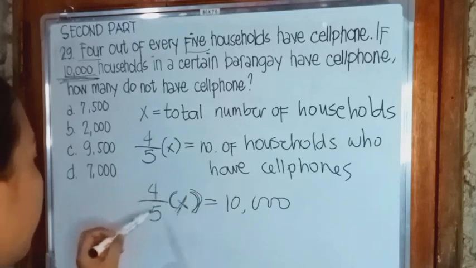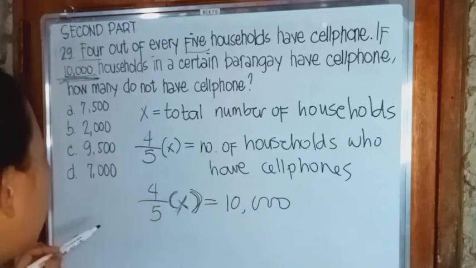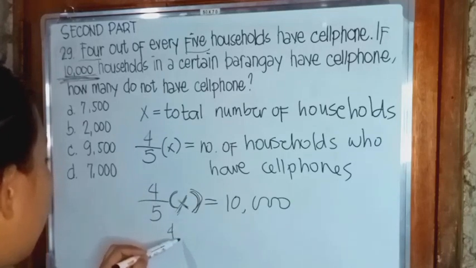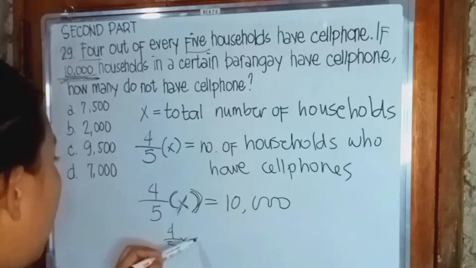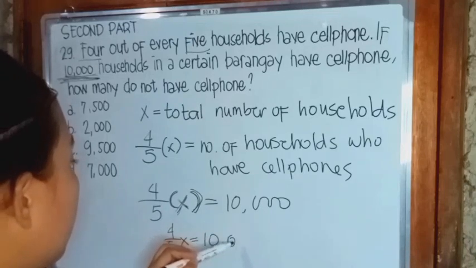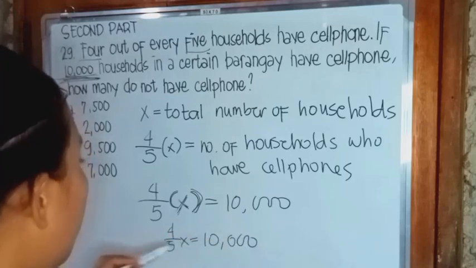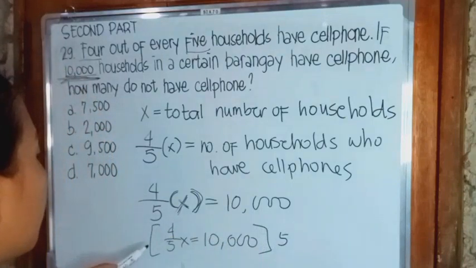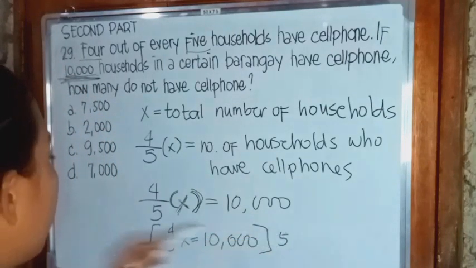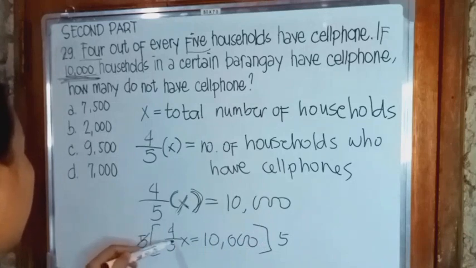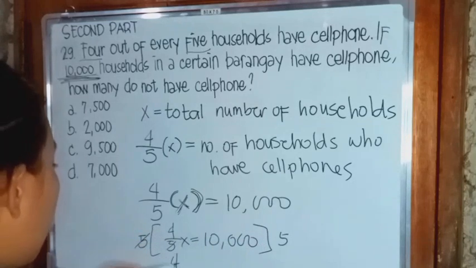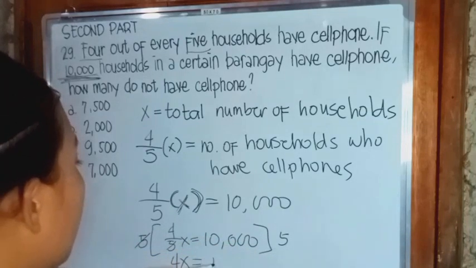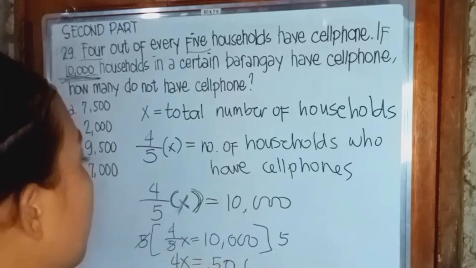So 4/5 times x equals 10,000. We can multiply both sides by 5. So this will become 4x, and then 10,000 times 5 is 50,000.